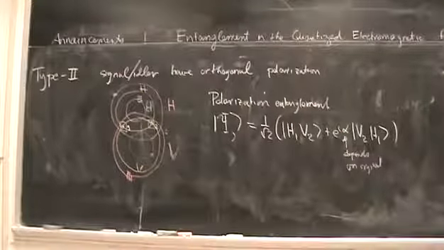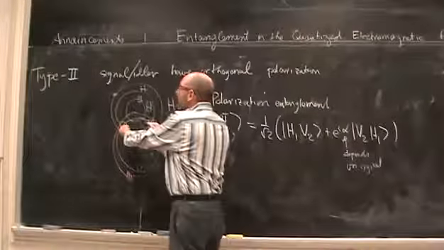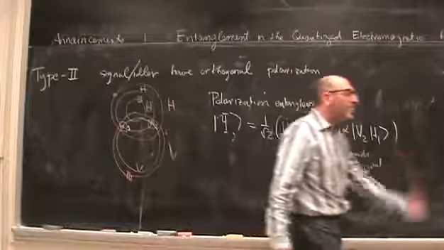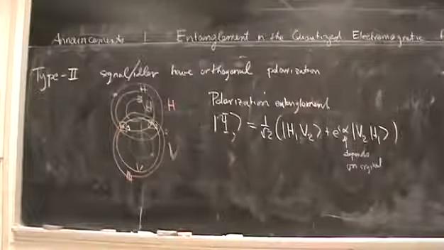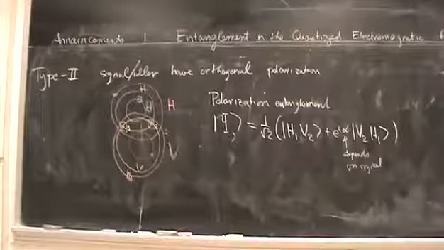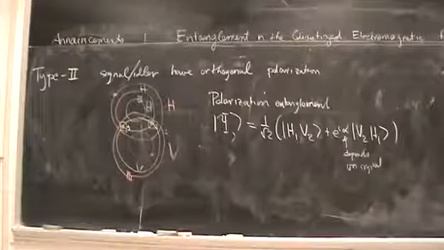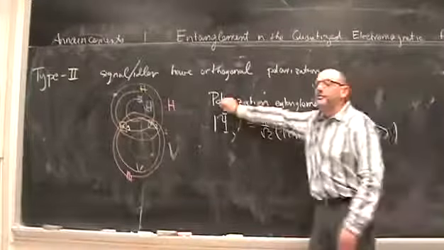The point, again, is that because I cannot tell the polarization from the momentum, because the momentum of the photons is not correlated with the polarization, I can just trace over the momentum, and what's left is a polarization entangled state.